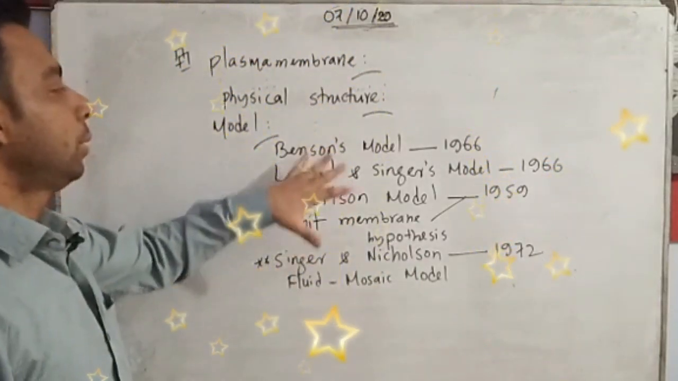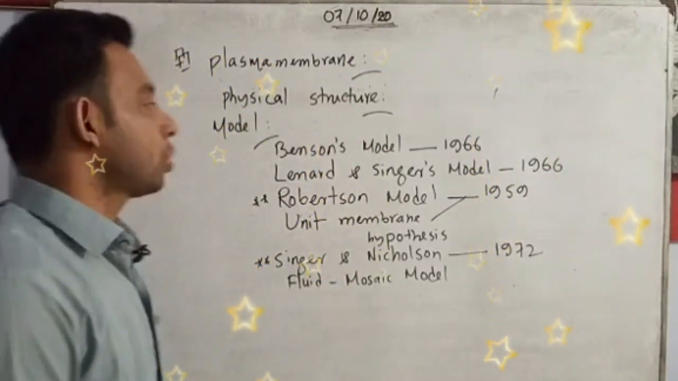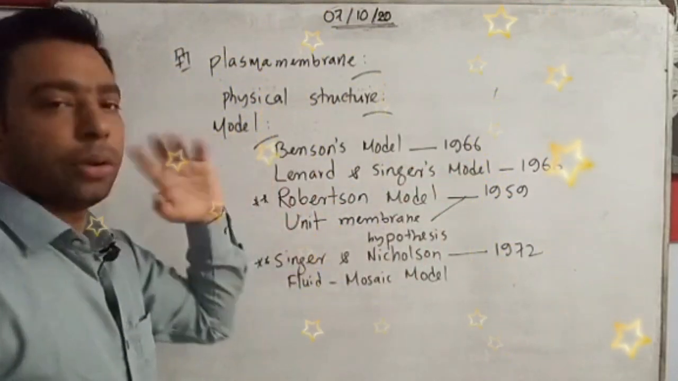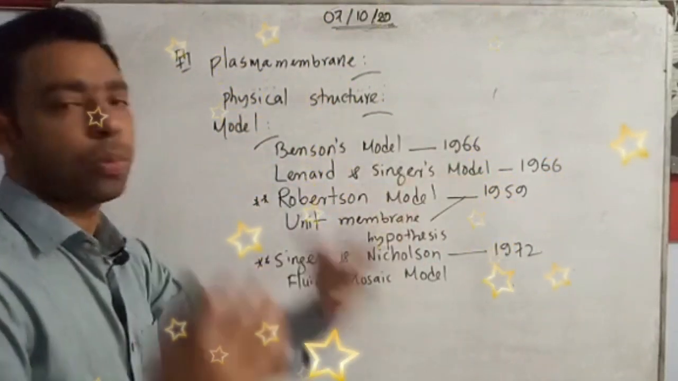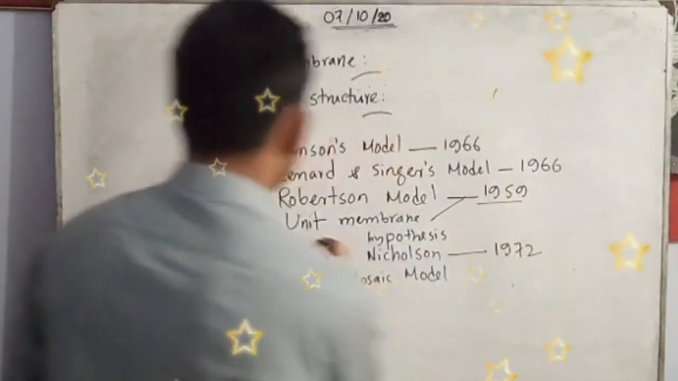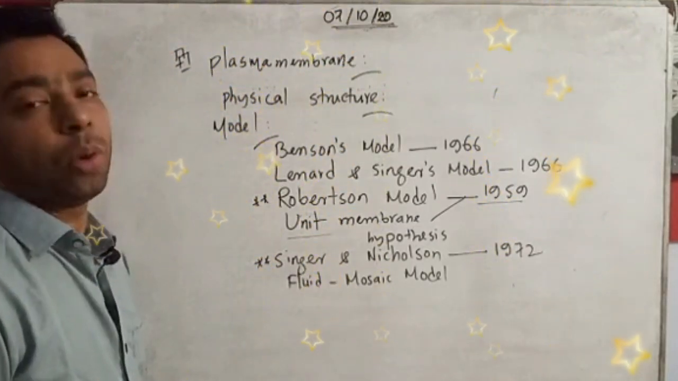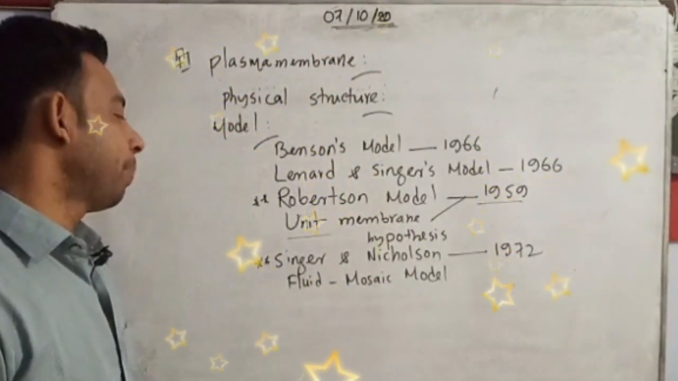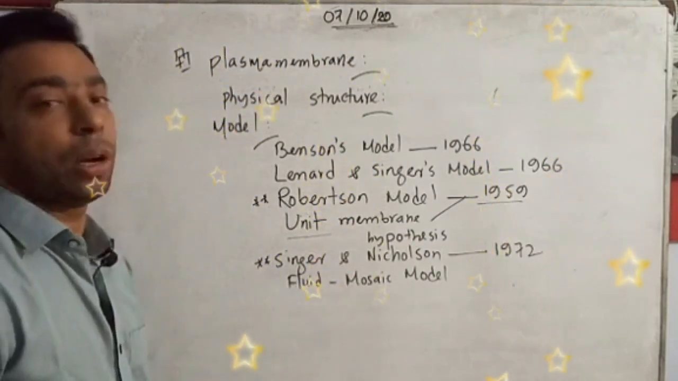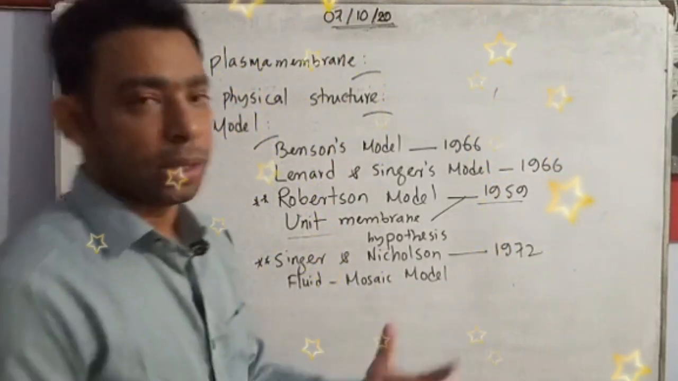Look here, Benson's model. According to the plasma membrane's physical structure, several models were coined by scientists. Benson's model 1966, Leonard and Singer's model 1966, you need to remember, because which model was published in which year is very important. Robertson's model 1959, known as the unit membrane model or unit membrane hypothesis. Singer and Nicholson gave the fluid mosaic model in 1972, very, very important. We will discuss this; it is a very frequently asked question, the Singer and Nicholson model. We will discuss it next time.